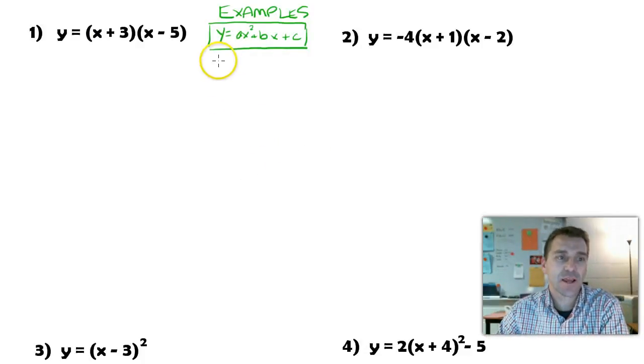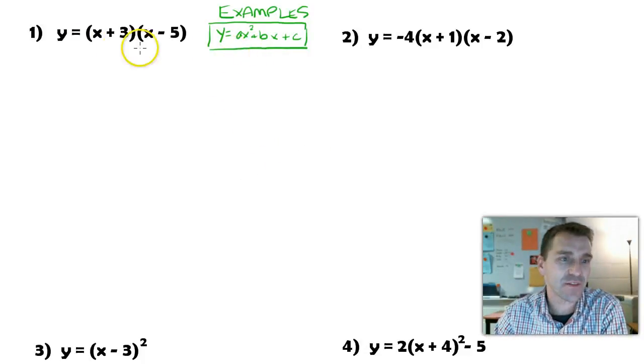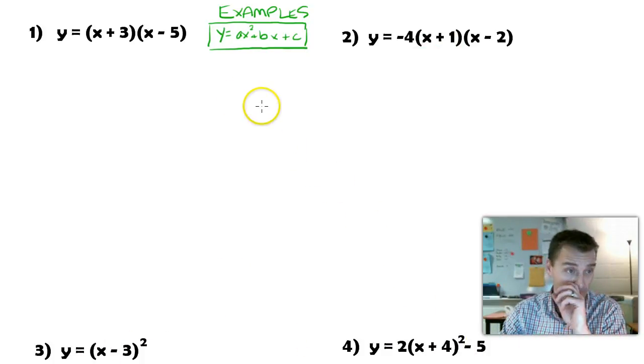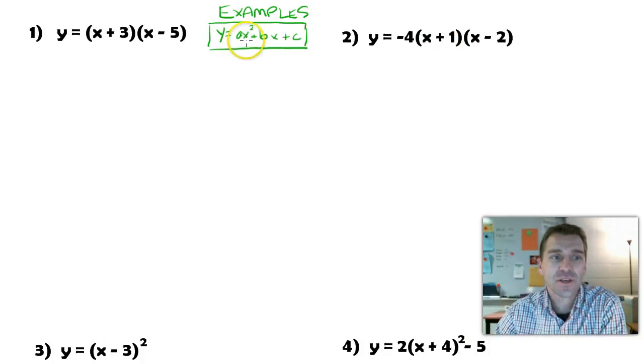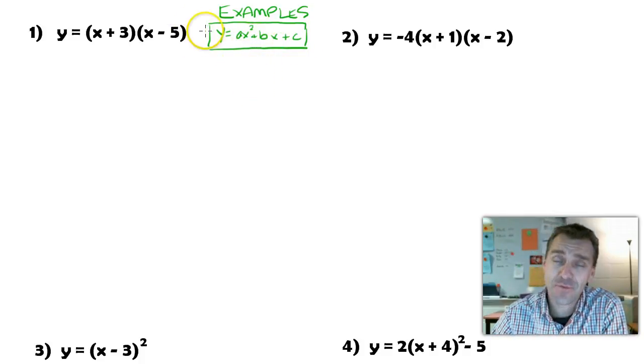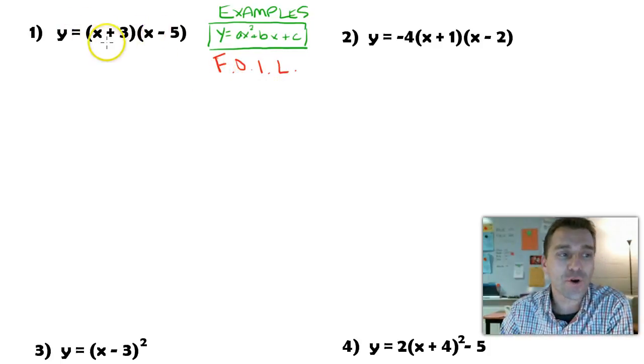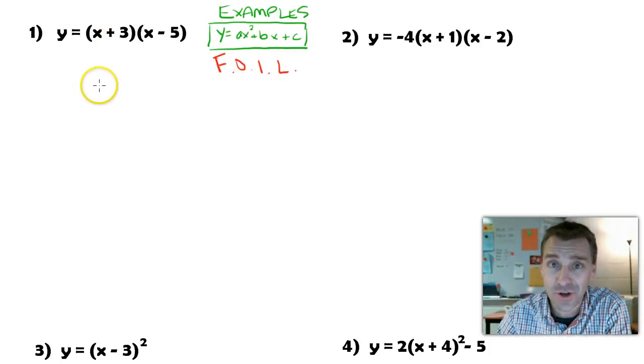Some examples, and again, the goal is this. We're going to be taking anything that we're given here, any of these four, and rewriting them into this thing called standard form. So we're going to take a little stroll back down Algebra 1 lane, and I'm going to put four little letters on the screen: F, O, I, and L, standing for FOIL. Over here, all you really have to do is double distribute.